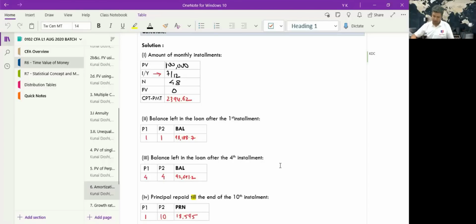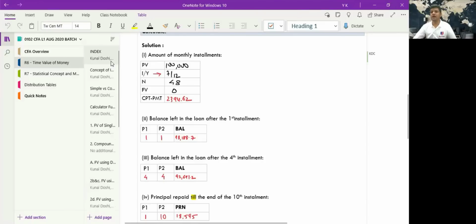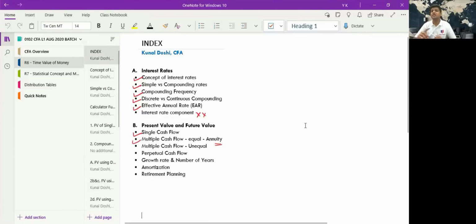Guys, we are not yet done with time value of money. And no problem, because time value of money will create a very good foundation for you in fixed income, equity, and corporate. So there's no harm even if it takes time. We are done with multiple cash flow, perpetual cash flow, and also the amortization.